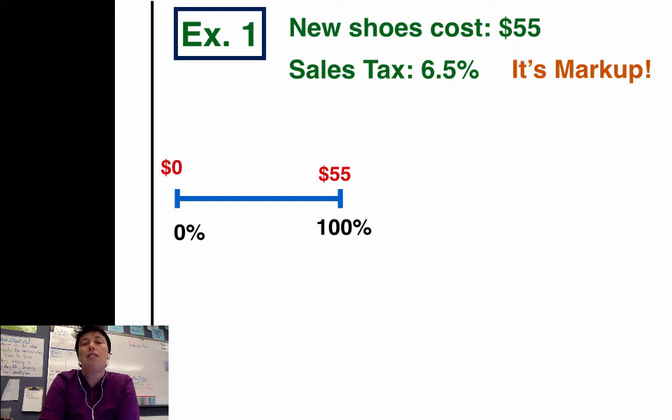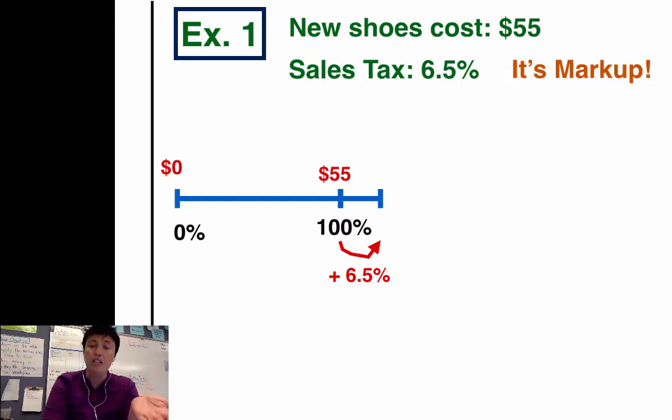But there's no sale today, there's just sales tax. So what we're going to do is add on a little extra 6.5%. We're going to mark up the price when you get to the register. So instead of paying 100%, you're going to pay 106.5%. So how much markup is that?